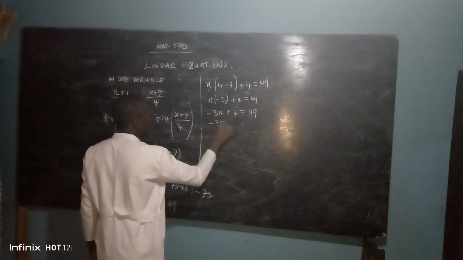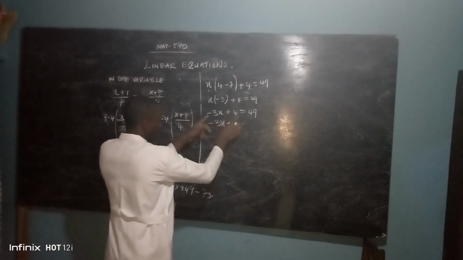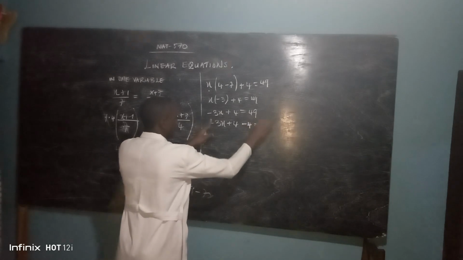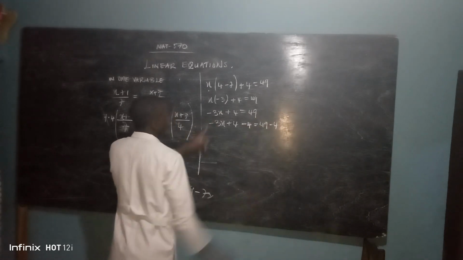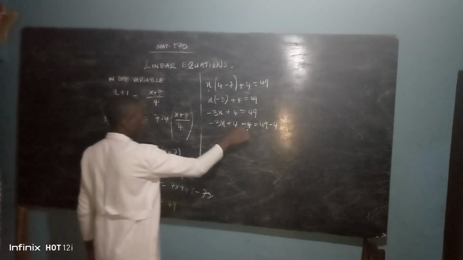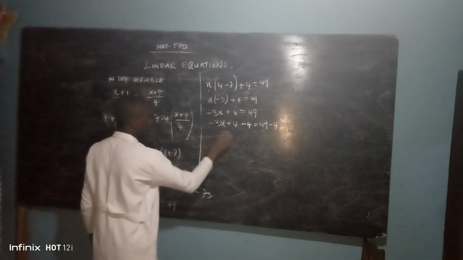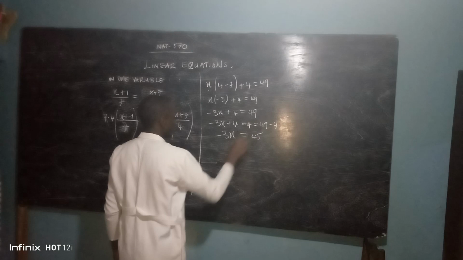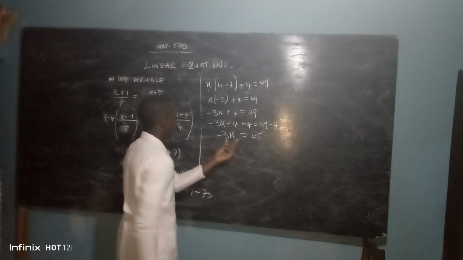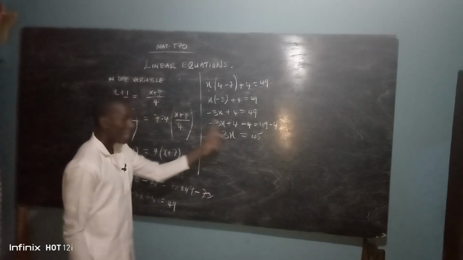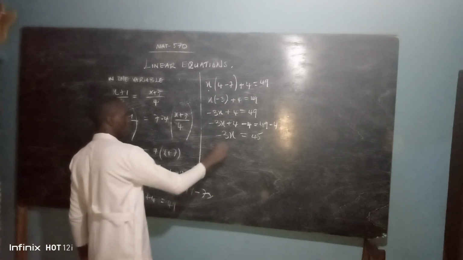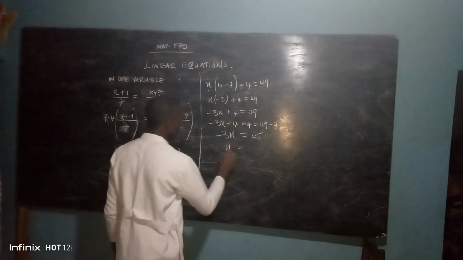So I have negative 3x plus 4. I copy what I have. I subtract 4 from both sides. 49 minus 4. So 4 minus 4 gives 0. So I'm left with negative 3x equals what? 49 minus 4 gives 45. So from here now, the key is to solve for x. That was the unknown. Key is to solve for x. So I'm going to have x to be equal to what?